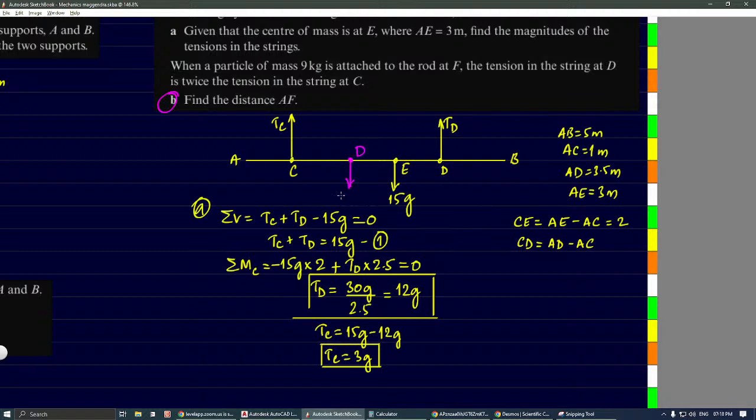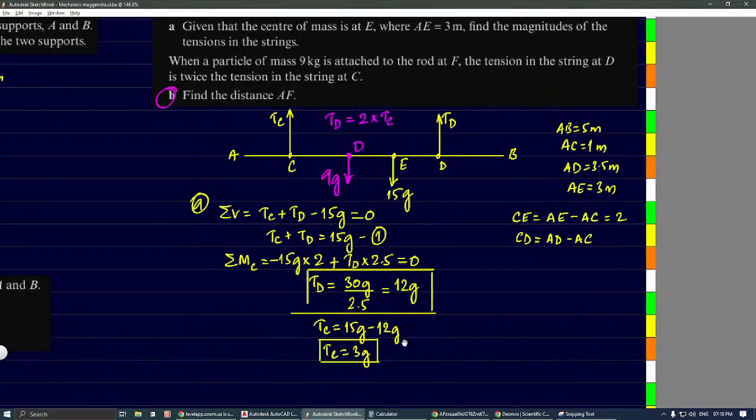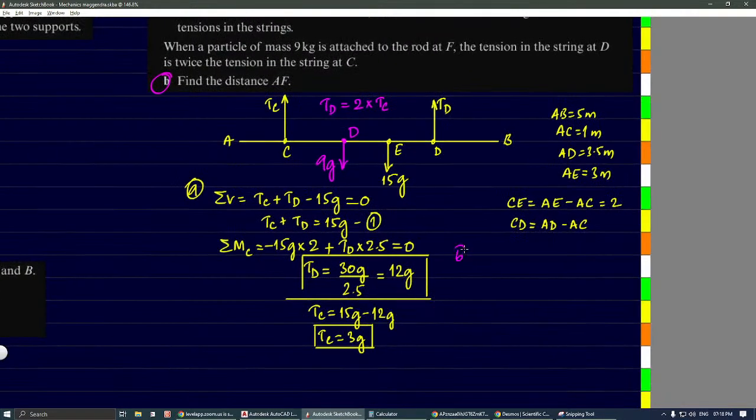Now this is adding a weight. How much weight is it adding? 9g weight it is adding here, correct? So he's telling after adding this weight, the tension in the string at D, which is TD, is twice the tension in the string at TC. So this rule is given for B bit. So now let's solve for B bit.